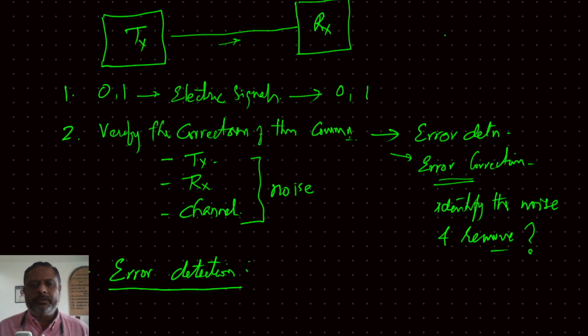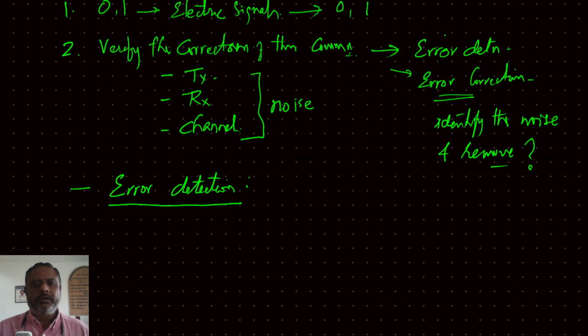We are looking into verifying the correctness of the communication. We had two ways of solving this problem, either detecting the error or correcting the error. Now let us see how error can be detected. The simplest way of detecting error is through something called parity check.